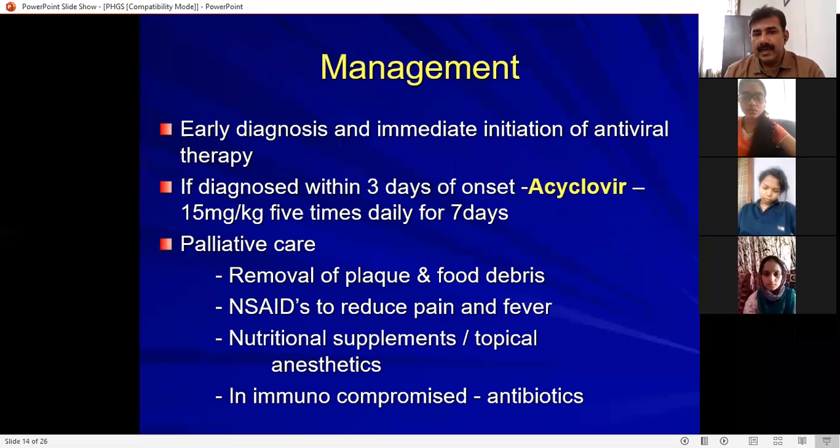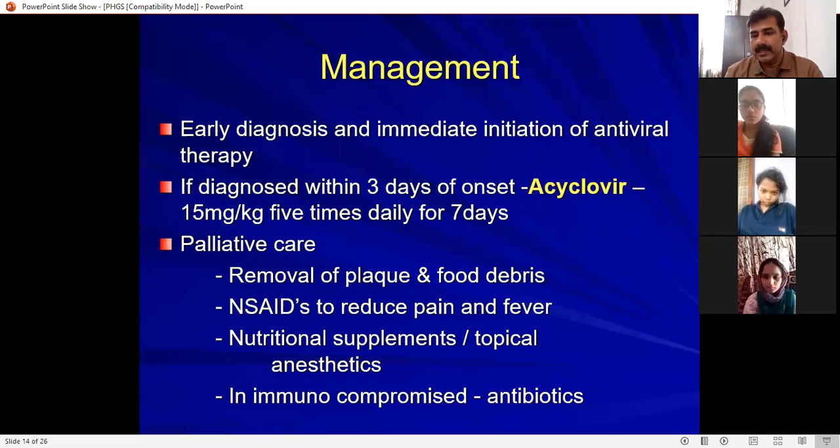Management. Early diagnosis and immediate initiation of antiviral therapy. As I told you before, here you don't give any antibiotics. Here it is a viral infection, so you are going to give antivirals, and the drug of choice here is called acyclovir. Okay, and you have to know the dosage of this.